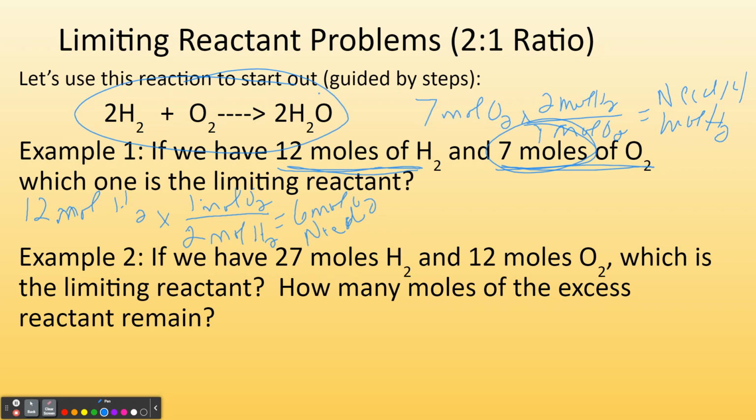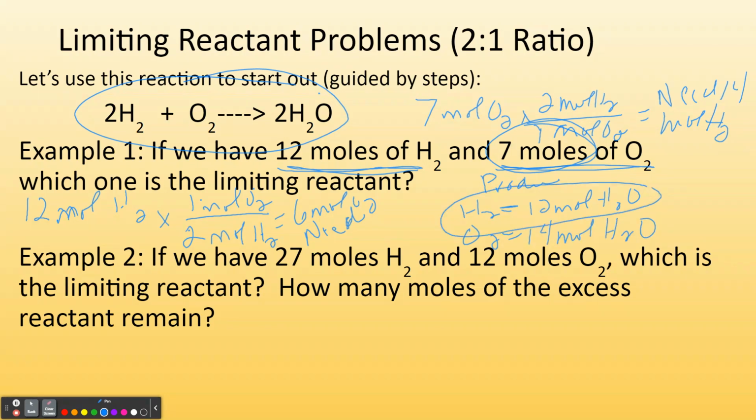If we were to compare these to our products, hydrogen gas would give us the same amount back, so it would give us 12 moles of H2O. Oxygen would give us 14 times 2, just like this one here, so 7 moles of O2 gives 14 moles of H2O. The one that produces less is going to be the limiting one, it's going to run out first. So everything points to hydrogen being our limiting reactant for this one. Hopefully you got that too.